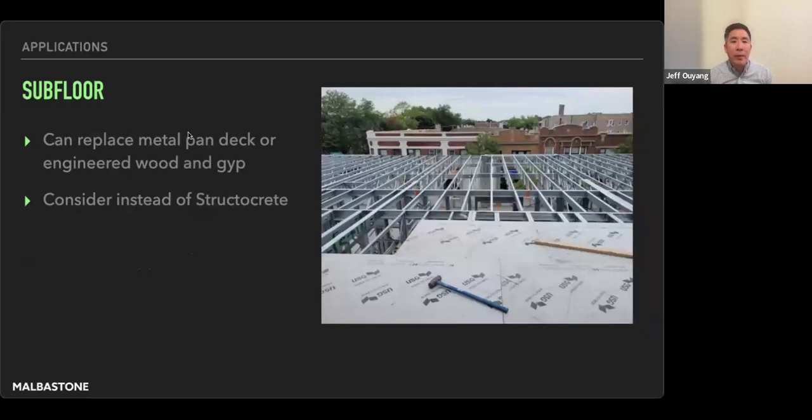The next application, you see this a lot in Type 1 and Type 2 construction, where you use a product like Structocrete, which is a precast, Portland cement-based concrete board, and it's replacing the metal pan and poured concrete. But you can replace both of that with magnesium oxide, which is significantly lighter and cheaper.